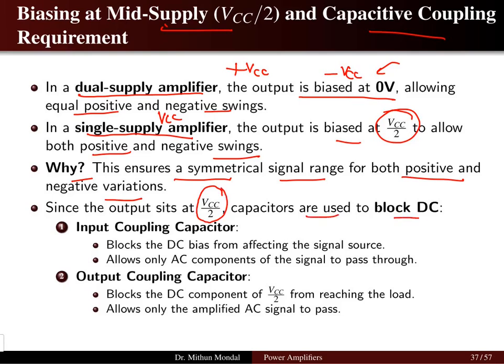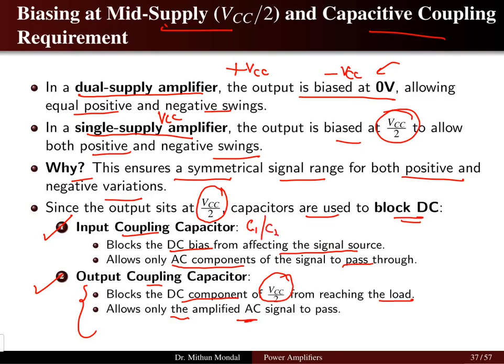The capacitors are used to block the DC. The input capacitor and the output capacitor, which are the coupling capacitors, will block the DC biasing from affecting the signal source and allow only the AC component of the signal to pass. The output one will block the DC component, half of VCC, from reaching the load, and it will allow only the amplified AC signal to pass. So the capacitors C1 and C2, which are used at the input as coupling, will block the DC biasing, that is the full supply, and the capacitor C3, which is used at the output, will block the DC component of VCC by 2.